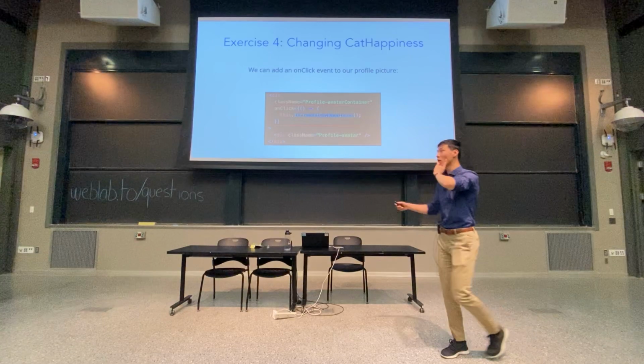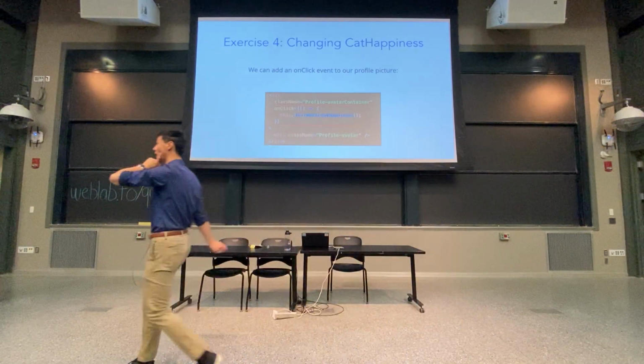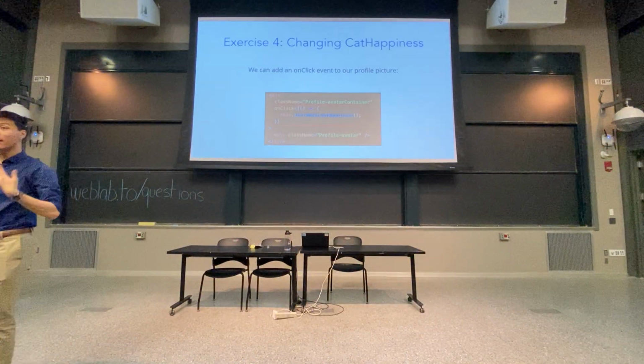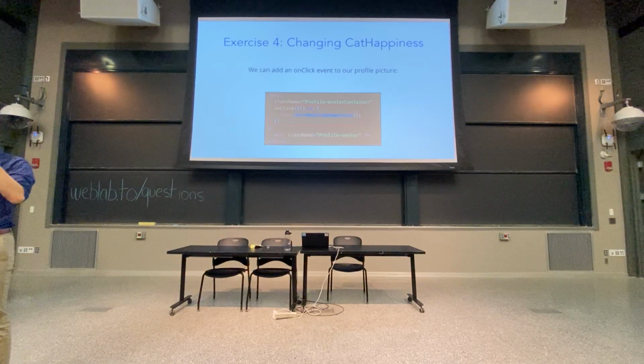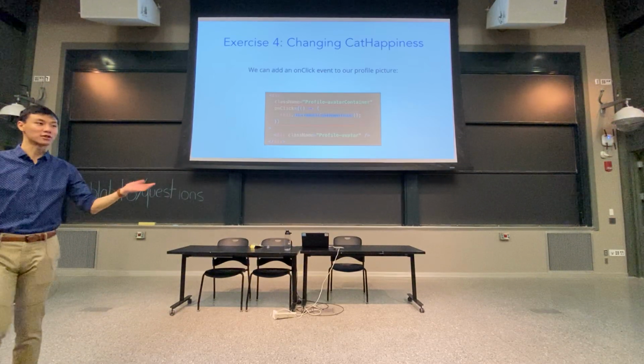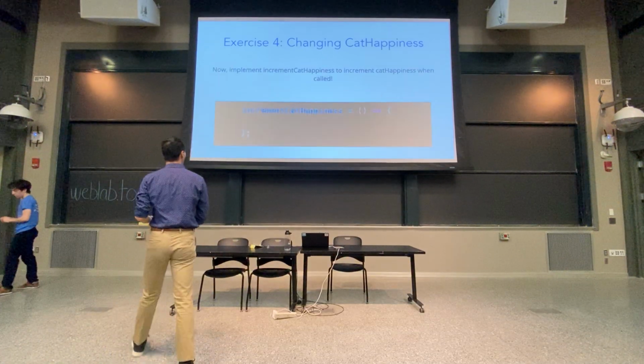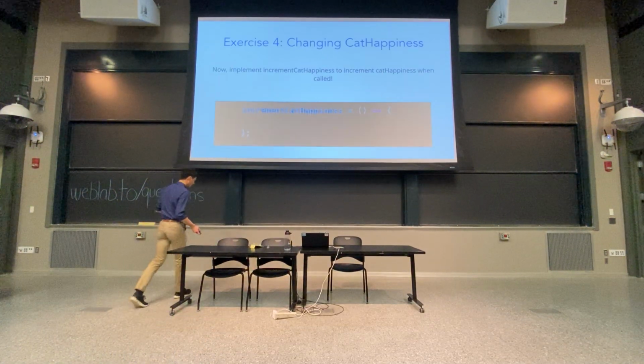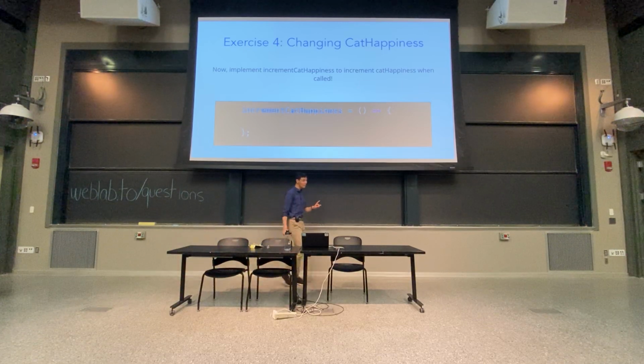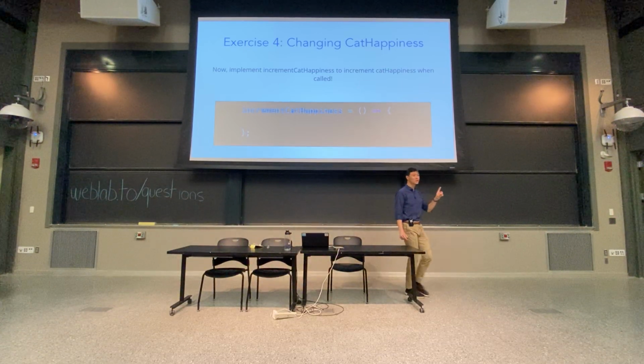Okay, so whenever we click, it'll call this increment cat happiness. But right now, increment cat happiness does nothing, right? It just kind of chills. So we actually need to make cat happiness do something. Okay, so remember, how do we change state?